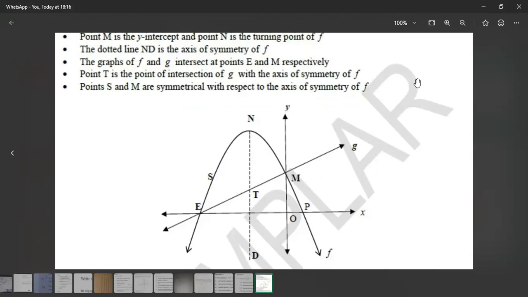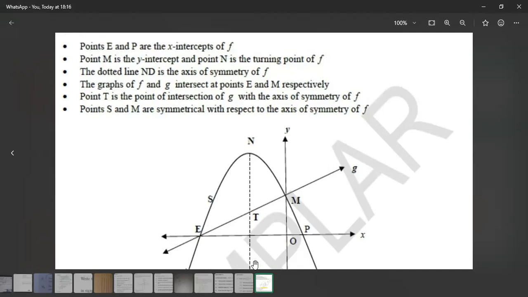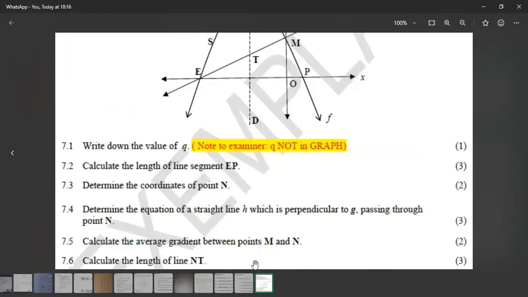Point T is the point of intersection of g, which is the straight line, with the axis of symmetry of f. Points S and M are symmetrical with respect to the axis of symmetry of f. So each and every point they gave you here, each bullet, is what I'm referring to. It's essential for your success in answering each and every question here.